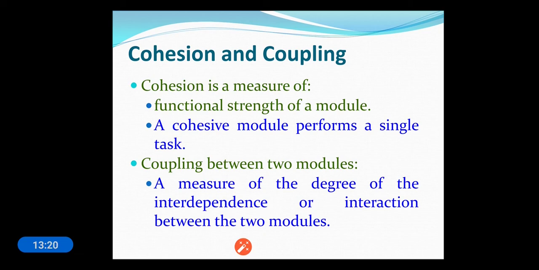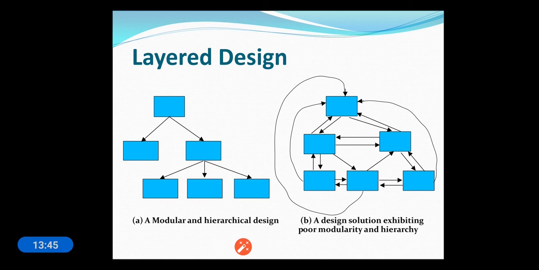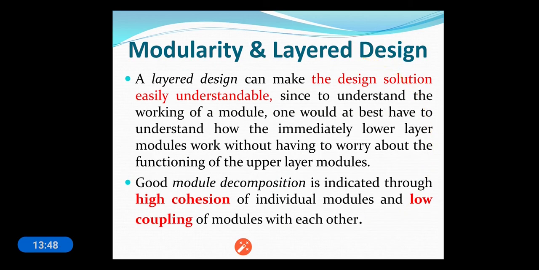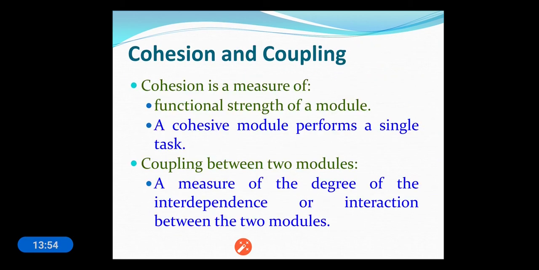Coming to coupling, the coupling between two modules is a measure of the degree of interdependence or interaction between the two modules. If there is a lot of interaction between two modules, then we can say there is high coupling. If modules have higher interactions, can we understand them properly? Higher interactions means we will have the module structure in this manner, this second one. Can we have understandability in this design? No. So there should be high cohesion and low coupling.